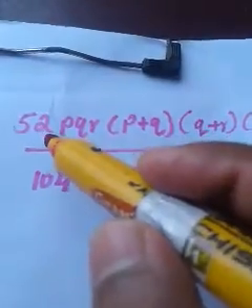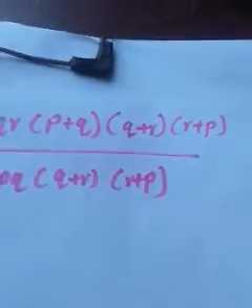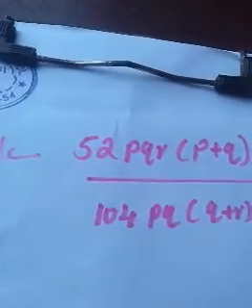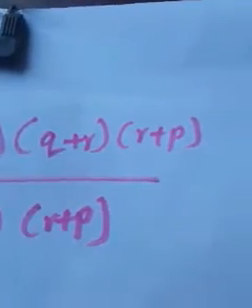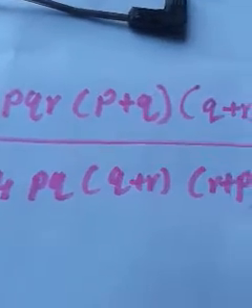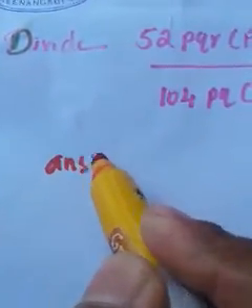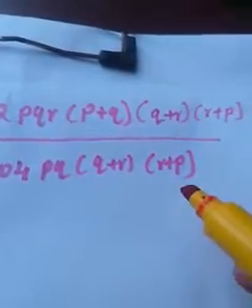So this is your question: divide 52 PQ R into P plus Q into Q plus R into R plus P, divided by 104 PQ into Q plus R into R plus P. This is your question. At first look you may think that this question is going to be very difficult, but it is not like that. It is a very simple question. You just see how we can solve this question.